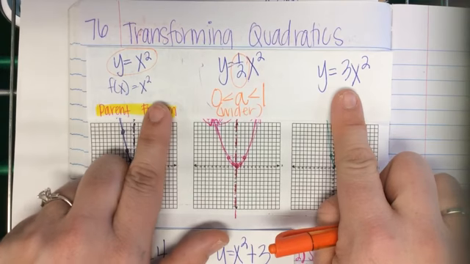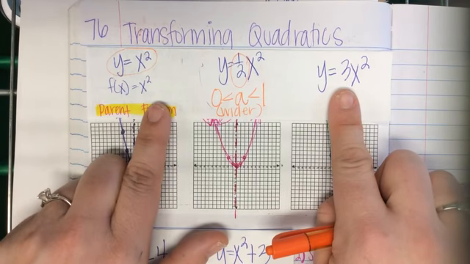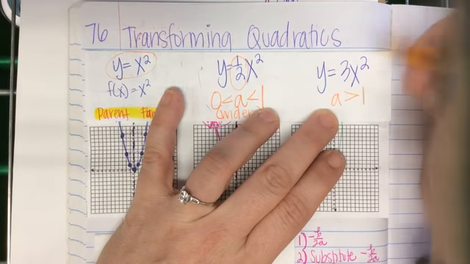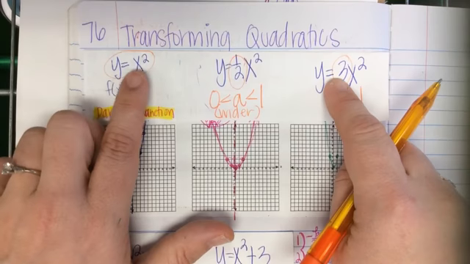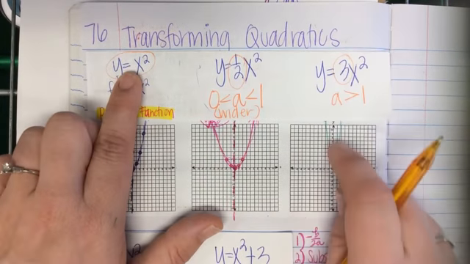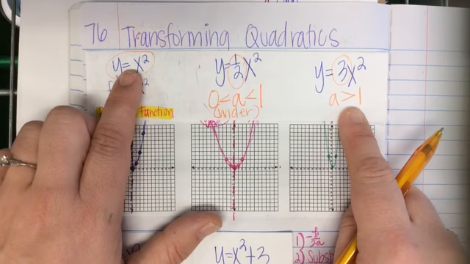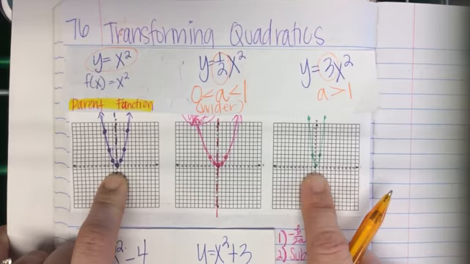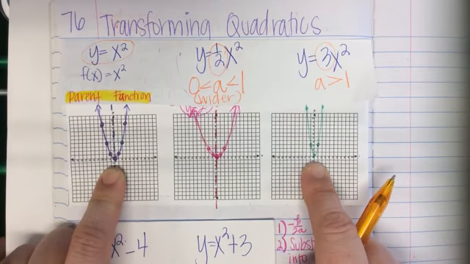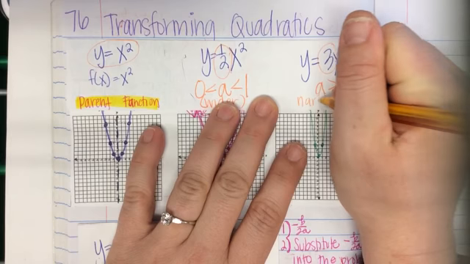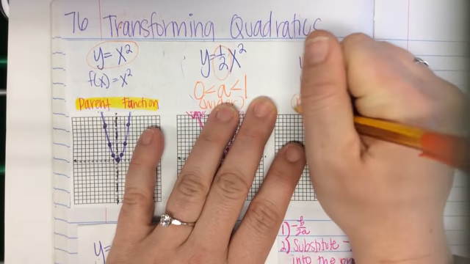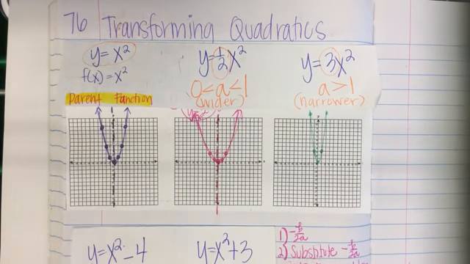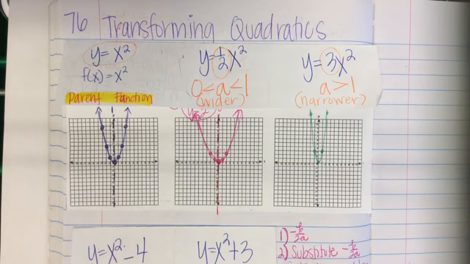All right, so let's look at this problem. So a is greater than 1. It's 3. My a value became 3. It went from 1 to 3. It increased. What happened to my picture? What's a better word than smaller or tinier? Skinnier, narrower. It's slimmer.